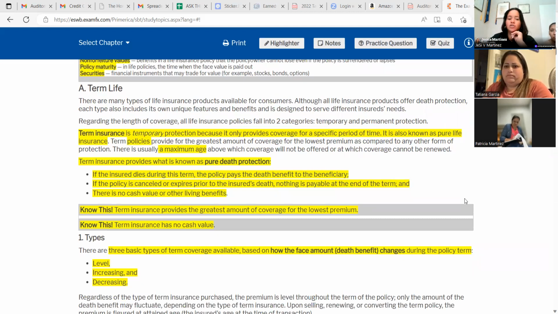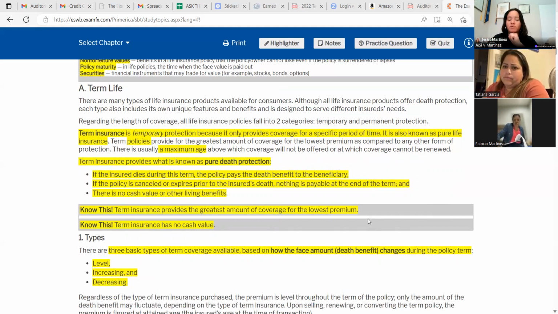Only if you die. So if the insured dies during the term, the policy pays a death benefit to the beneficiary. If the policy is canceled or expires prior to the insured's death, nothing is payable at the end of the term, and there is no cash value or living benefits. So when it comes to living benefits, if we remember the whole life policy, it has that cash account that you can always pull from depending on what you need or want. And we know there's interest and things like that on it, but you have that benefit. With this type of policy, there is no living benefit in it.